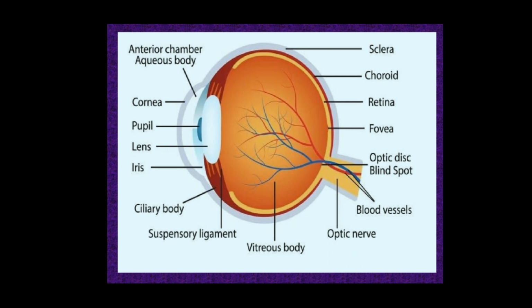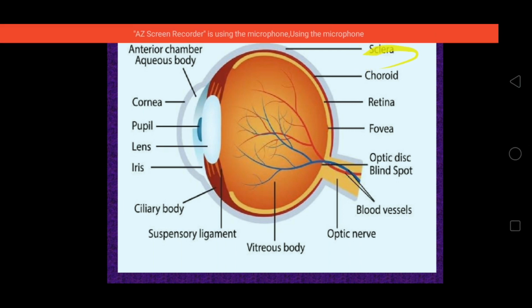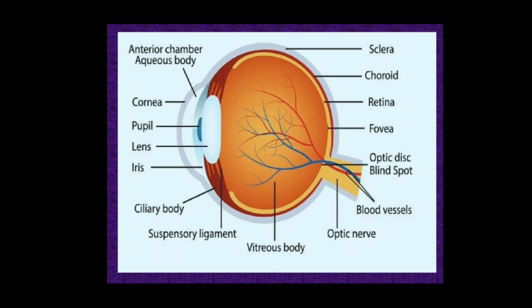So this is a picture showing the whole structure of our eye. I repeat, the structure of eye is composed of three layers: sclera, choroid, retina. These are the three major layers of our eye. The sclera got modified into a structure called cornea. The choroid gets modified into different structures: iris, ciliary body and ligament.